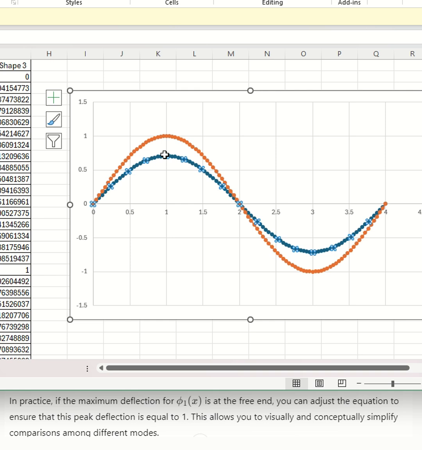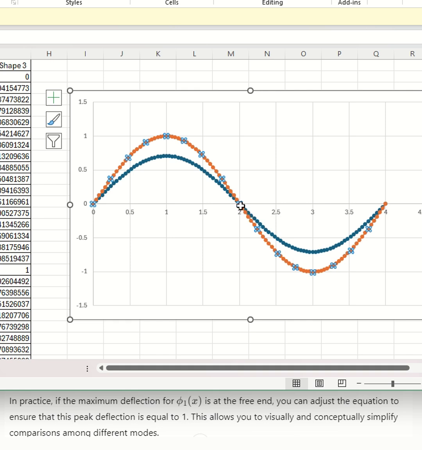We have seen at 1 meter it is 0.707. So we need to change the normalized value to 1. So 0.707 divided by 0.707 becomes 1. So the entire phi 2 we are normalizing, and here at 2 there is one node.